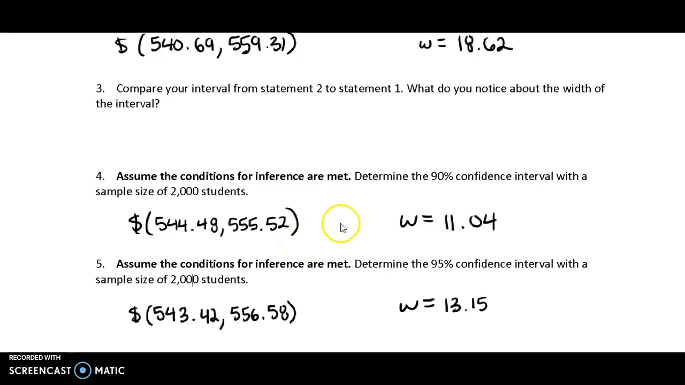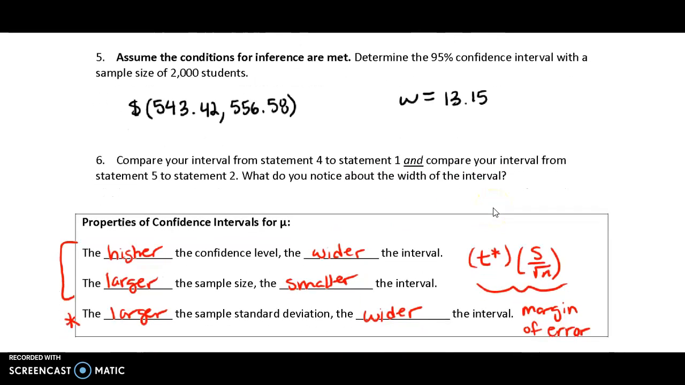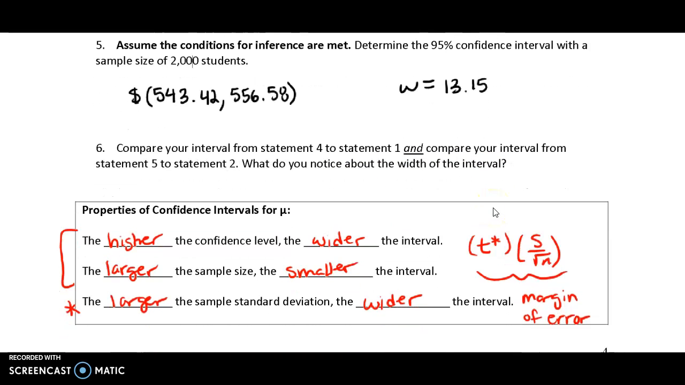And that's because this is dealing with the margin of error. So that gives us some properties of confidence intervals for mu. The higher the confidence level, the wider the interval. The larger the sample size, the smaller the interval, right? Because larger samples tend to have less variability. When we are using higher confidence, we are running a little bit more risk, so we're just casting our net a little bit further. And this is all based on the relationships here that we see in the margin of error. So as the confidence level changes, so t star, and the sample size changes n, this is what happens here.